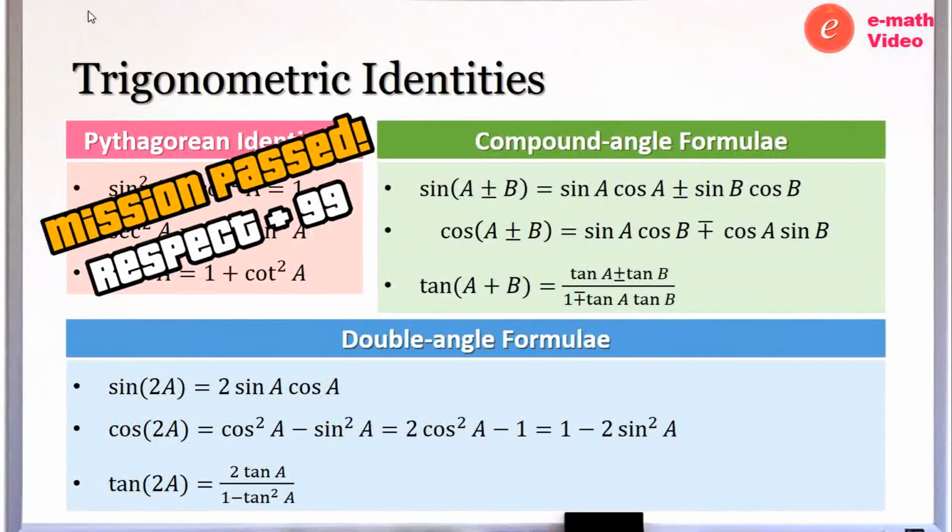In previous video, we have covered the concept of trigonometric ratio and proved all three Pythagorean identities. In this video, I will be proving all three compound angle formula.